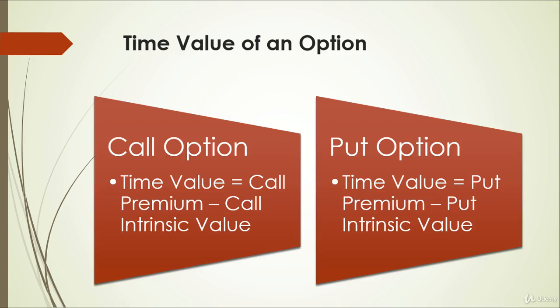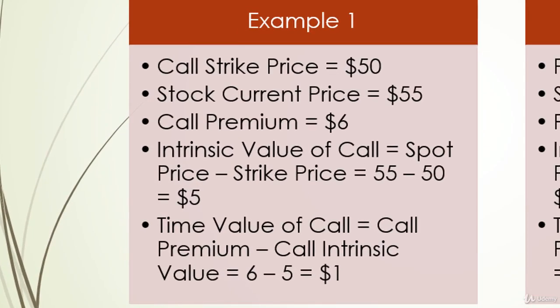So the call option time value is call premium minus call intrinsic value, and put option time value is equal to put premium minus intrinsic value. We will take an example to understand this. Suppose a call strike price is 50 and the share's price, that is the spot price, is 55 and call premium is $6. The time of expiration is 1 month. Intrinsic value of call will be spot price minus strike price, which is 55 minus 50, equal to $5. And the time value of call is equal to call premium minus call intrinsic value. Call premium is $6 and call intrinsic value is $5. So the time value of call will be $1.